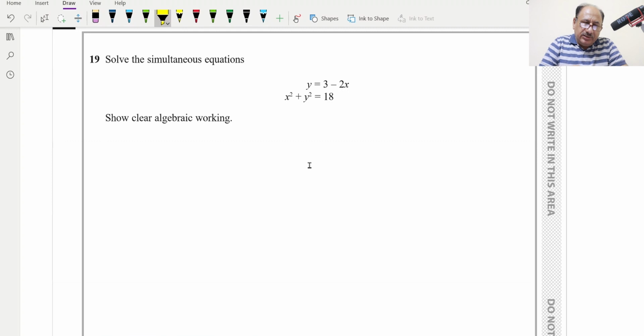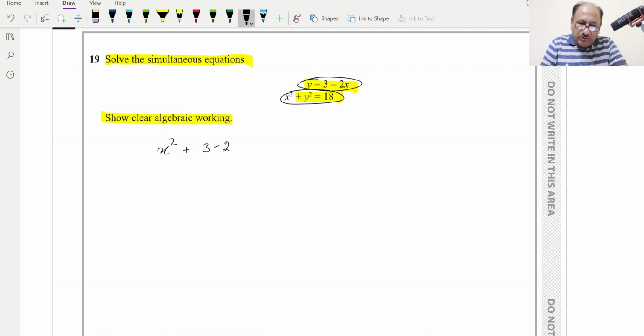Question number 19, solve the simultaneous equations. These two equations are provided. Show clear algebraic working. For this one what we will do, we'll replace the value of y in the second equation. So it will be x squared plus y value, which is 3 minus 2x, whole squared, is equal to 18, and we can open the square. It will be x squared plus 9.